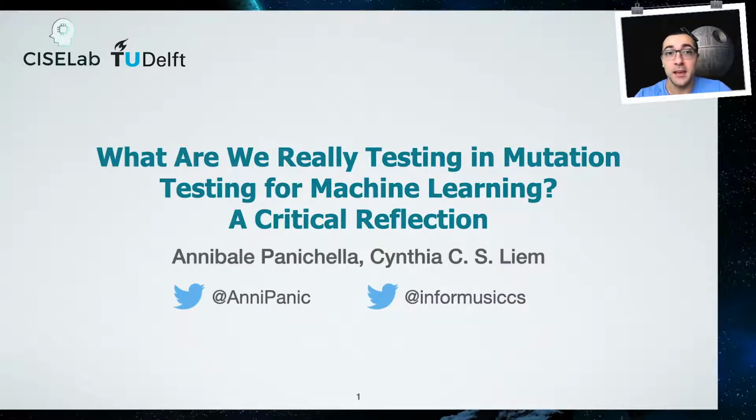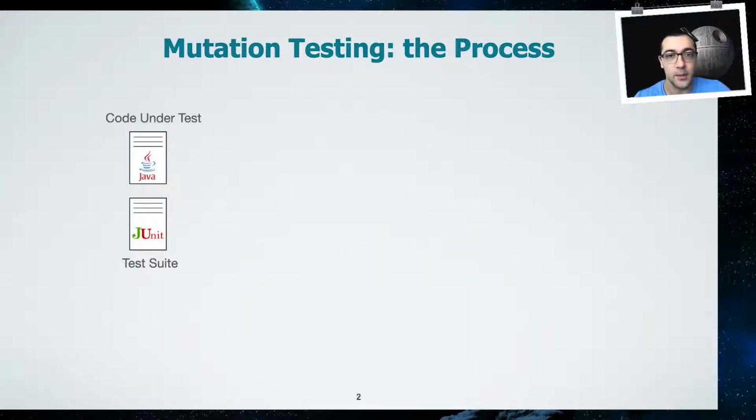Mutation testing is a very popular testing process which can be traced back to the 80s, and its overall idea is to assess the quality of the test suite. The starting point is that we have a class of production code and the corresponding test suite that exercises the production code as much as we want.